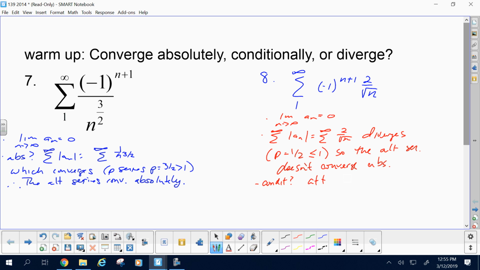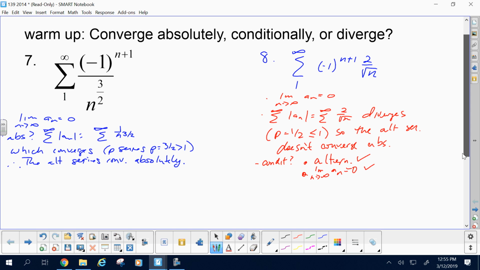Alternating. Is this an alternating series? Yes. Alternating series. Check. What's the next condition? The terms go to zero. I kind of already said that, but I just like to have all my conditions in the same place, so I'm going to say it again.